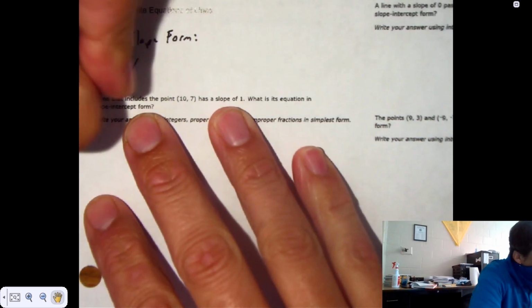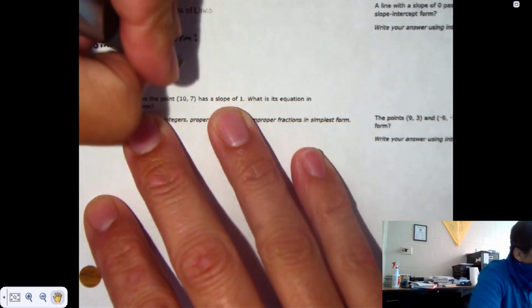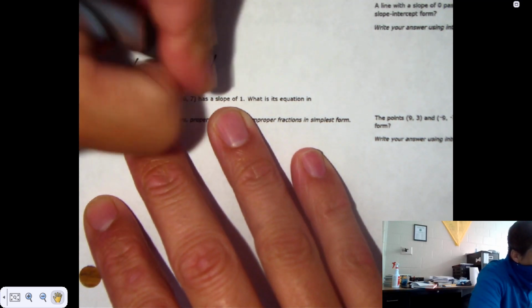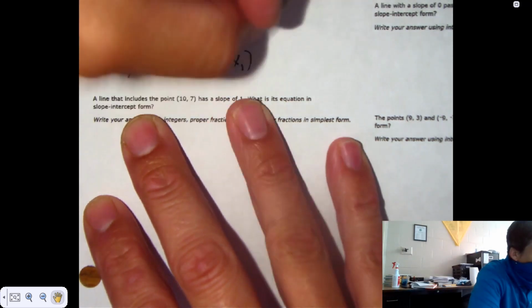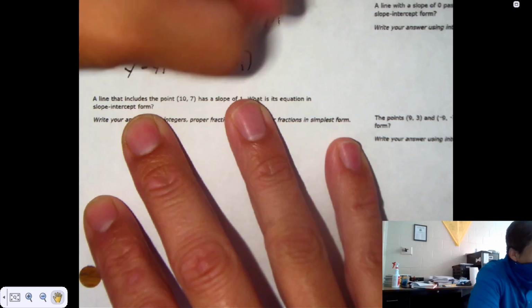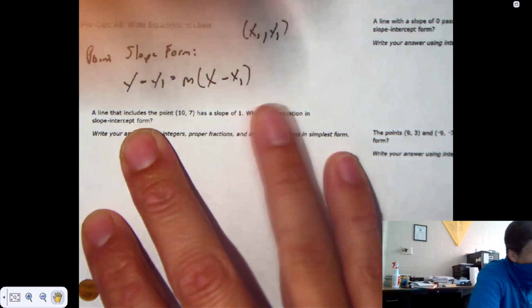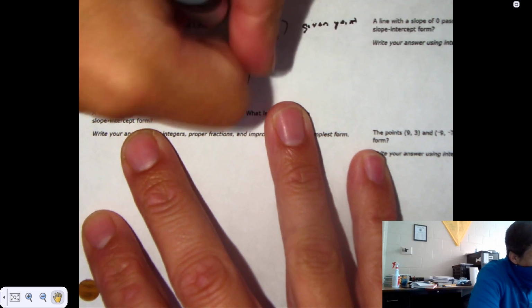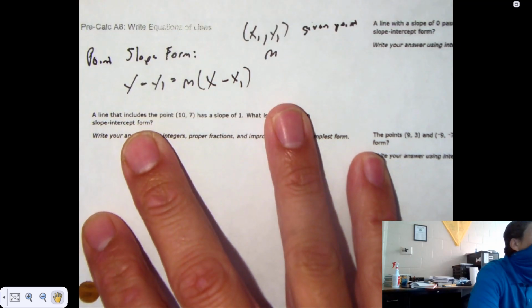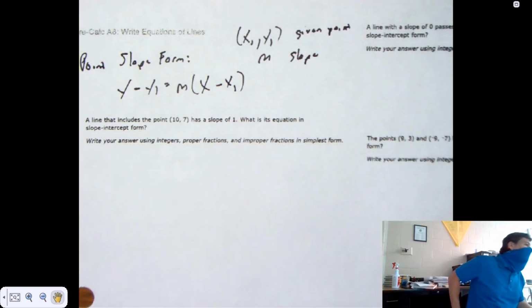y minus y1 equal to m times x minus x1. And you should know what the pieces are. You know, x1 and y1. What are they? Just a given point? And m would be your what? Slope. So you're given a point, you're given a slope, or maybe you're given 2 points and you can find the slope.